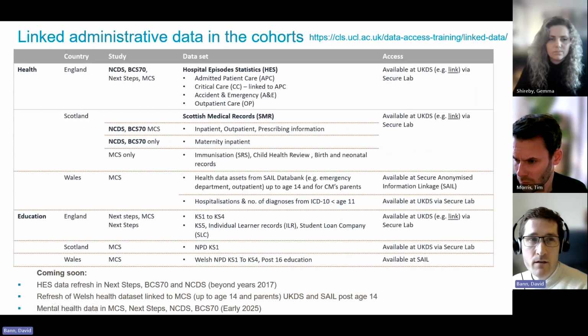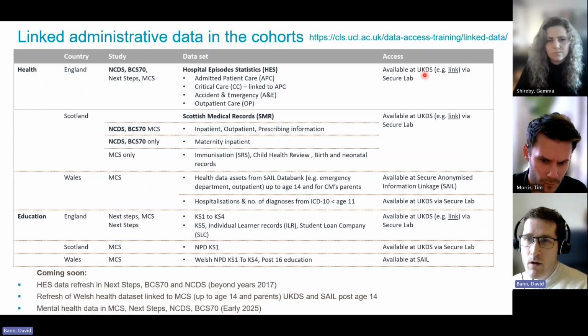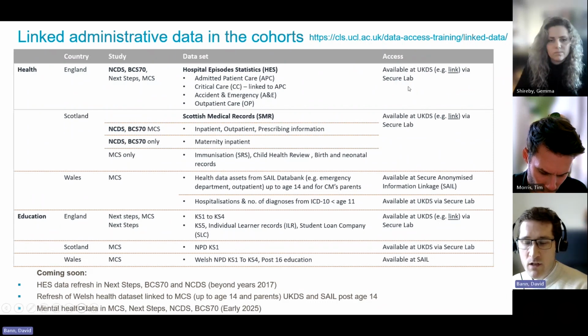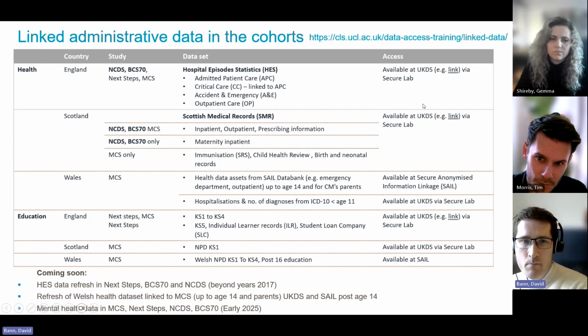We have increasing amounts of linked administrative data, both for health and education. So this slide gives a snapshot of this. I think it's better for you to read separately because there's quite a lot of information. But these data are available on the UK Data Service by using their Secure Lab feature. And in terms of using genetics with this data, the pathway would be importing derived genetic data into the UKDS Secure Lab, for example, importing in polygenic scores that you may have derived.